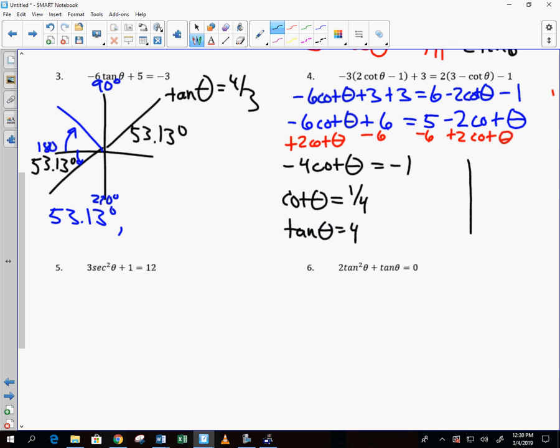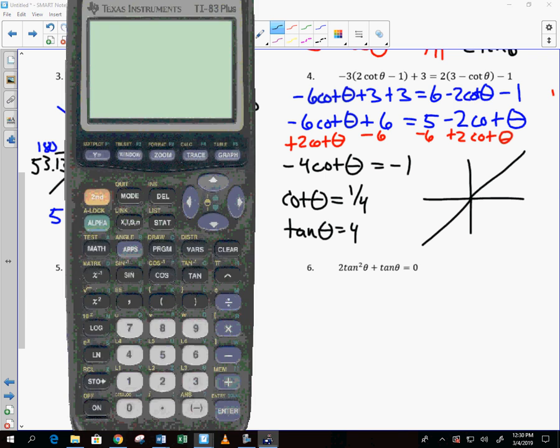So is the value of tangent positive or negative? It is positive. So therefore, which quadrants am I in? The first and the third quadrant. We go to our calculator. We have a button for tangent, so we tangent inverse 4, and we get 75.96. We good? Okay.